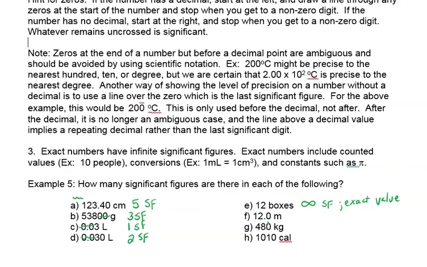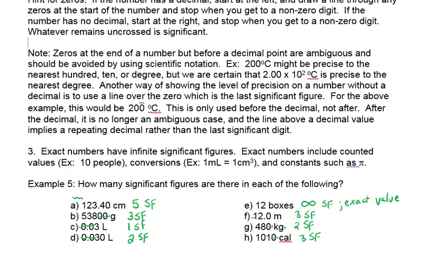As compared to 12.0 meters, that one's measured to the nearest tenth, right? It's got a decimal, so it's got 3 significant figures. 480 kilograms, trailing 0, no decimal, so that 0 is not going to count, right? Absent decimal, go from the Atlantic, so we've got 2 significant figures. Last one, same thing, absent decimal, go from the Atlantic, we've got 3 significant figures.